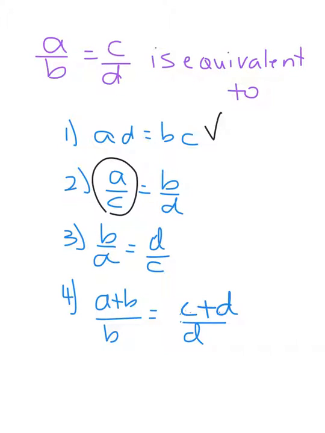And number 3, we're simply swapping our numerator and our denominator, so we have B over A is equal to D over C. And number 4, I take my first ratio, A over B, and I adjust it slightly. I add the two of them together, I get A plus B, and that's going to be over our denominator B. The same thing will work on the other side. I take C plus D over D, and that gives us an equivalent proportion.